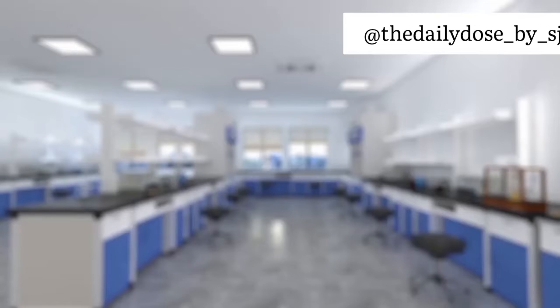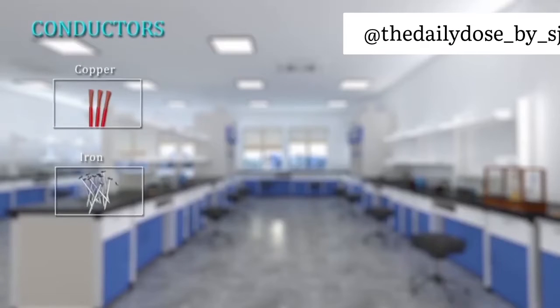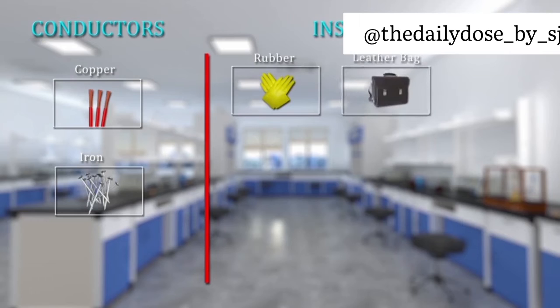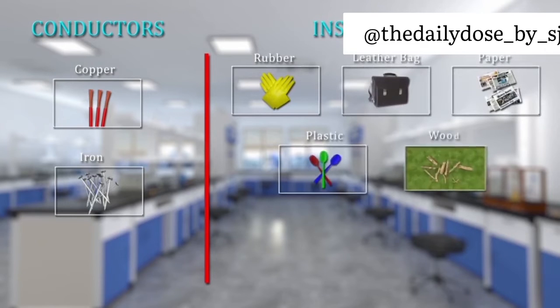Broadly, materials can be classified into conductors and insulators. Conductors allow electricity to easily pass through them. Insulators, on the other hand, resist the flow of current.